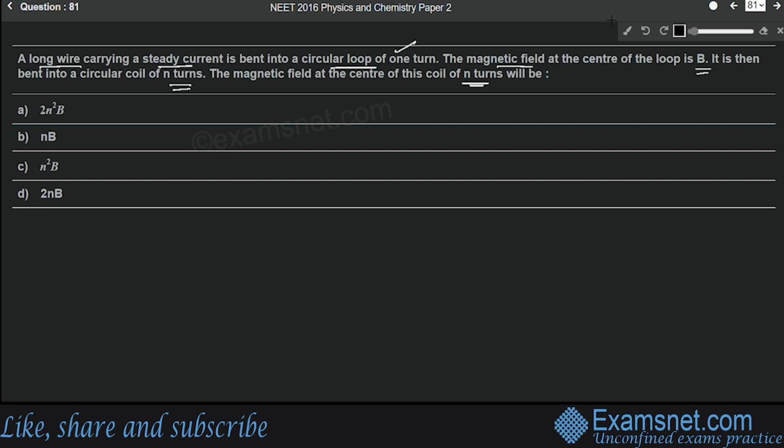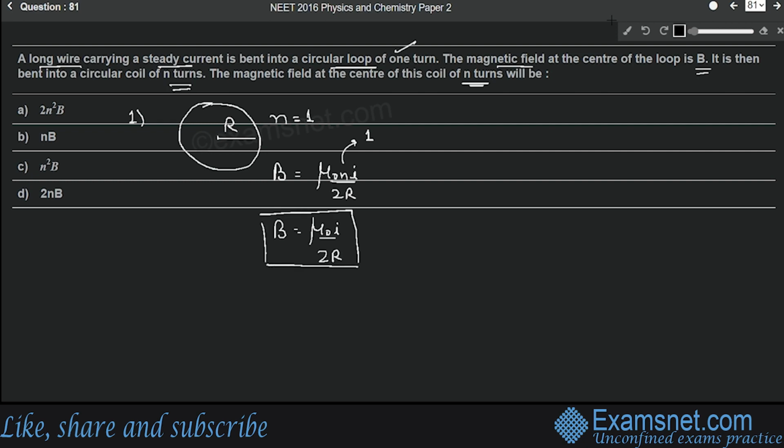Okay, so we have two cases here. In the first case, a long wire that is carrying a steady current is bent into a circular loop of how many turns? 1 turn. Okay, so n is equal to 1. Now suppose the radius of this loop is capital R. Then we know that the magnetic field at the center of a circular loop carrying a current is given by mu naught N i upon 2R. But here n is equal to 1, right? Because we have only one turn in this case. So it can be written as B equals mu naught I upon 2R. Right, this is the magnetic field at the center of the first loop.